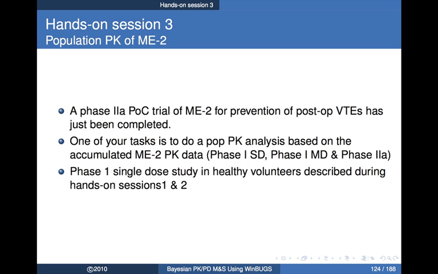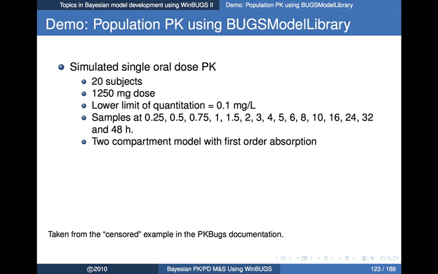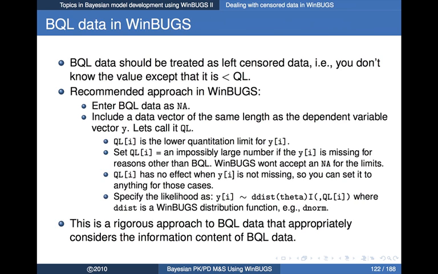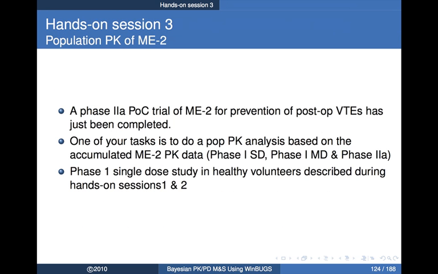with a population PK data set that's going to come from a combination of our phase 2 trial with some sparse sampling that was just completed, and that's going to get combined with our phase 1 single dose and phase 1 multiple dose data, which in that case was fairly densely sampled data.